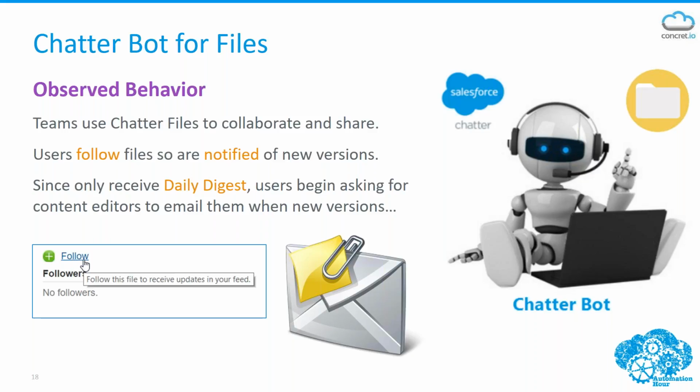But after a while, they realized just following the file, they were only getting an automated notice in their daily digest. And that may be good for some teams, but for this particular group of people, they needed a more real-time notification. They couldn't wait for the daily digest email. They needed to know as soon as someone uploaded a new version. And what this team had done is they had started asking the people, whenever you upload a version, send an email out to the team. Okay, well, that's just an added burden to anyone on the team. It's not too terribly productive.